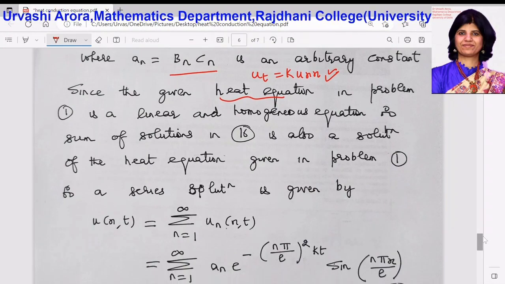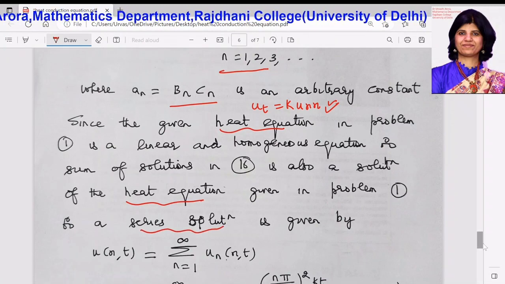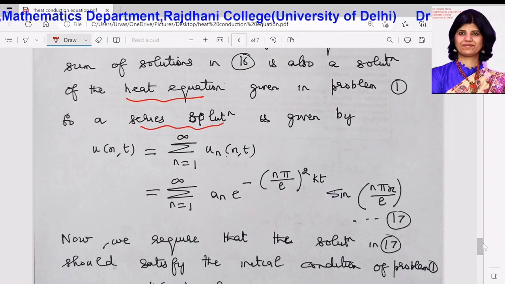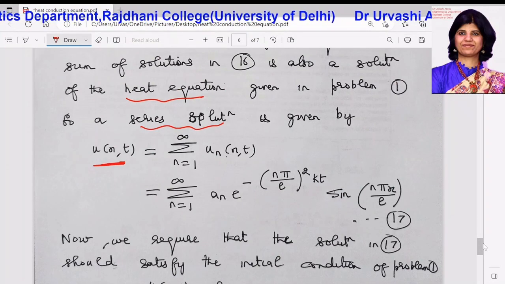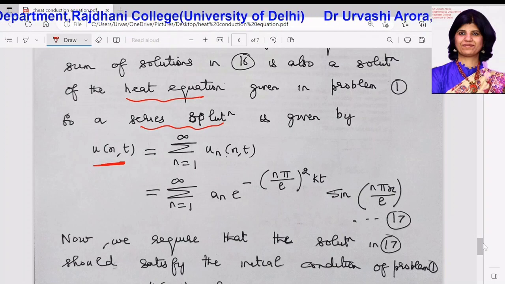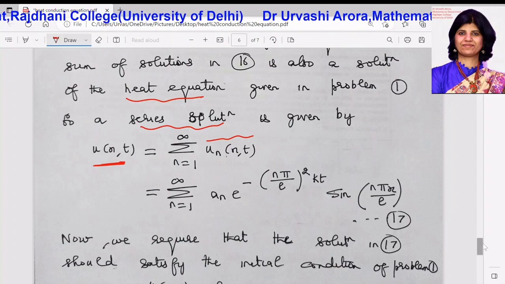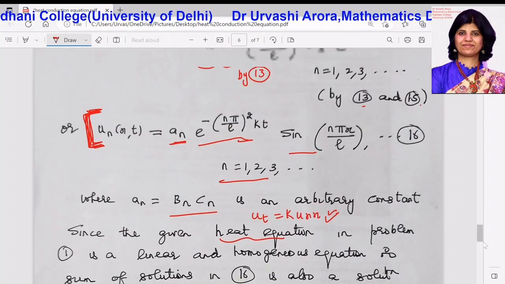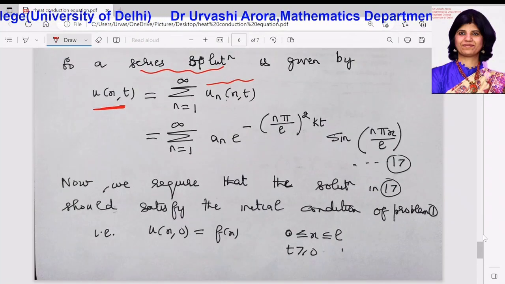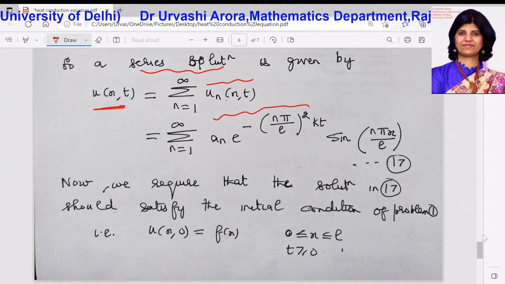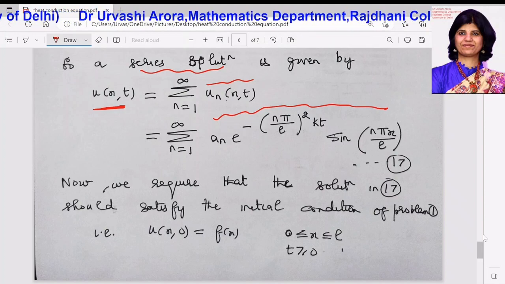So the solution of the heat equation, which is in the form of a series, can therefore be obtained, and that is given by the sum of all the solutions. So u(x,t) is a solution in the form of a series, and this is given by the summation of u_n(x,t), n varying from 1 to infinity. So we put the values of u_n(x,t) from equation 16. This whole value I am using from 16, and we are marking this equation as 17, which is in the form of a series.